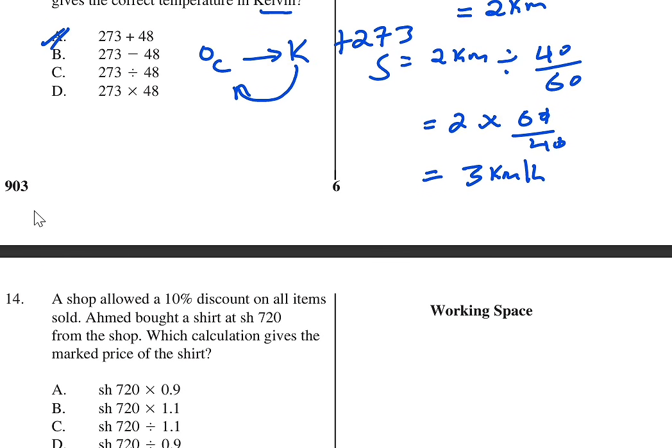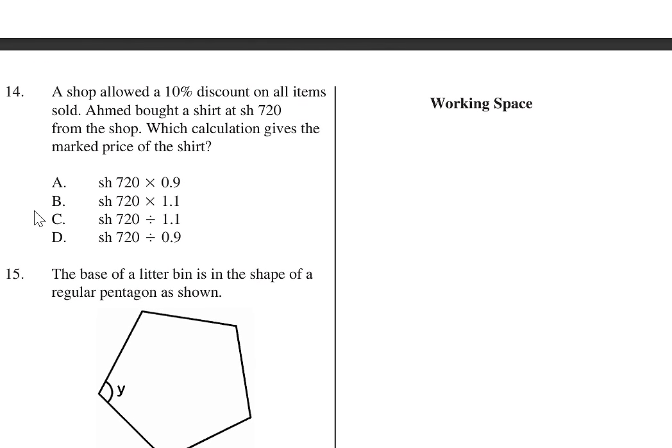We continue to number 14. A shop allowed a 10% discount on all items sold. Ahmed bought a shirt at shillings 720 from the shop. Which calculation gives the marked price of the shirt?